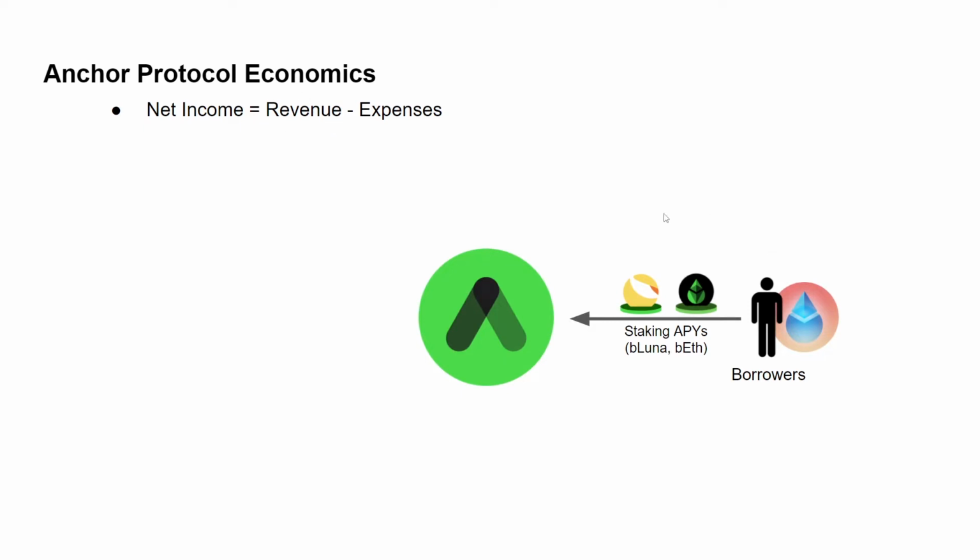The first revenue source is from borrowers depositing B assets, basically B Luna and B ETH, into the Anchor protocol. And those staking APYs get absorbed into the Anchor protocol and contribute as revenue. So currently I think the B ETH returns about 4-ish%, and then B Luna returns about 7%. That 4 and 7% gets added into the Anchor revenue. So that's the first revenue stream. The second revenue stream is the borrow interest rate that is charged to the borrowers for borrowing UST from Anchor. And that's another stream of revenue on top of the staking APYs.